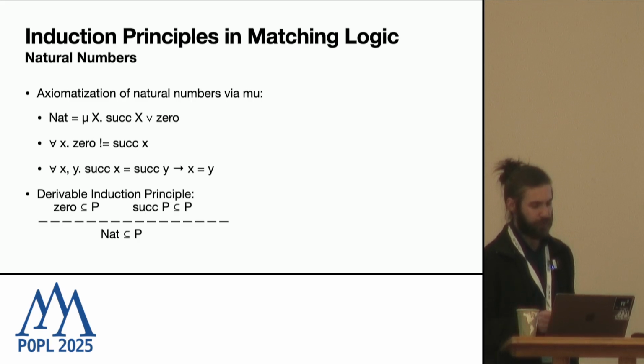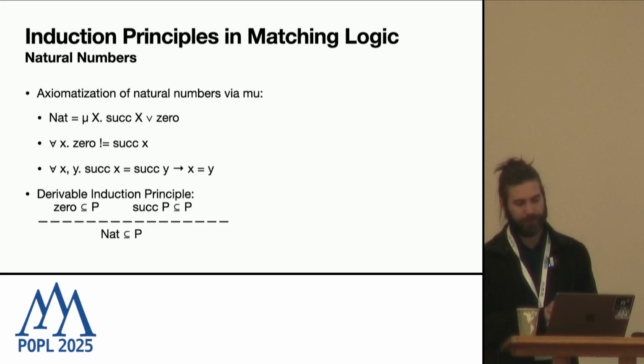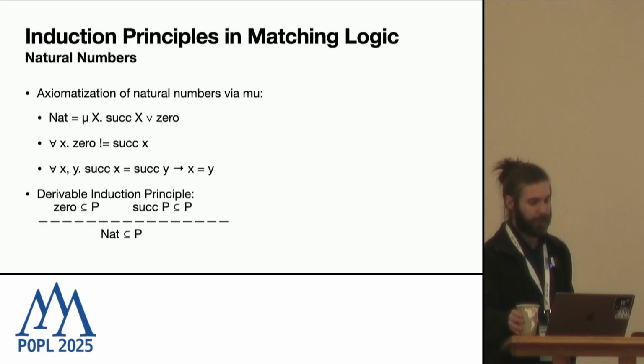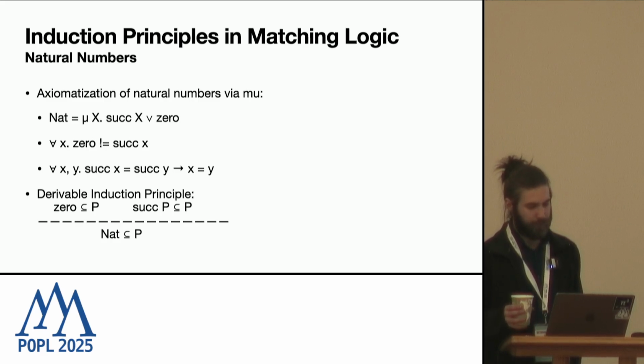So you can say that nat is equal to mu x, the least fixed point of this operation. And on the right-hand side, you have successor of x and 0. And the intuitive way to think about what this fixed point operator is doing is to start off with an empty set, assume X is an empty set, and then plug it in, you get a certain set, and then you plug it in again, and you plug it in until you get to a fixed point. So in this case, what you end up with is 0 and successor of 0 and successor of successor of 0, and you get all the natural numbers. And the other two axioms are there just to ensure injectivity. No successor of x is equal to 0, and successor is injective.